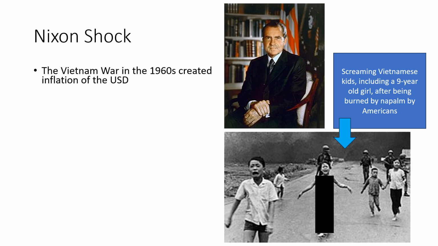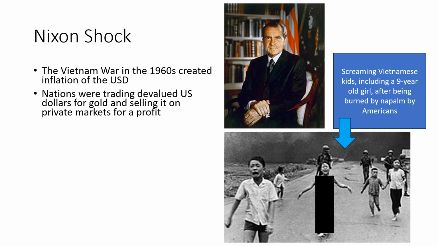So we can obviously see the same recurring problem in American foreign policy today in many countries where these types of incidents, children getting hurt and killed by the US military and such, we can all see this still happening today. And so nations then were trading devalued US dollars for gold and selling it on private markets for a profit.